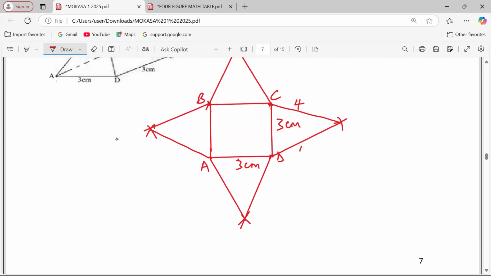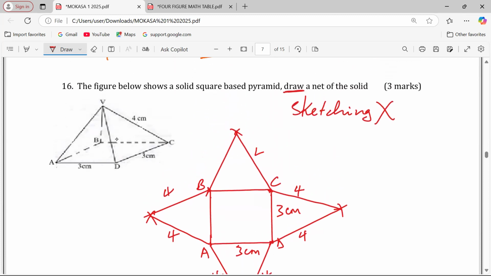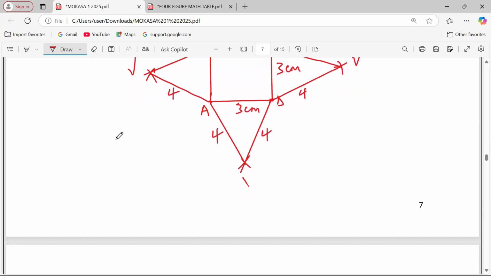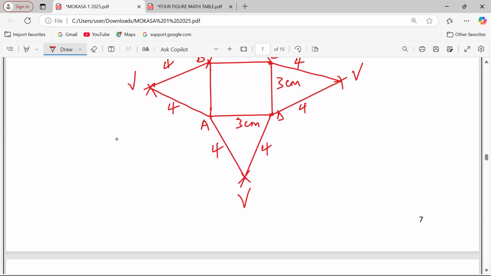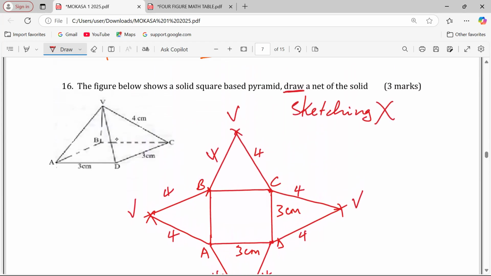All the edges are 4 centimeters. So this is V, this is V, this is V, and also this is V. So that is all that was required for number 16.